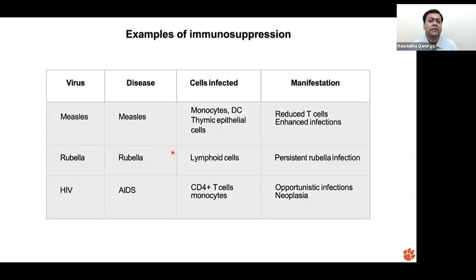And these are some of the examples that you can see. Measles; rubella, which is called German measles; and HIV. Measles infects monocytes, dendritic cells, thymic epithelial cells; rubella also infects lymphoid cells; and in HIV, the CD4 T cells and the monocytes are infected. And these are all immunosuppressions that cause the pathology. So we will stop right here.